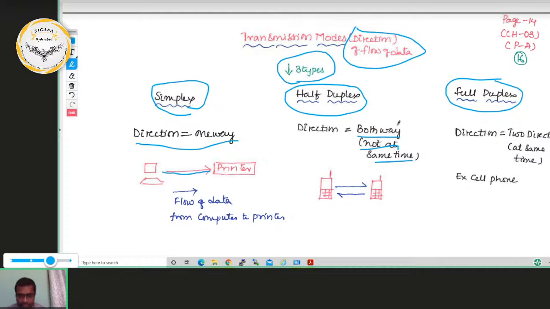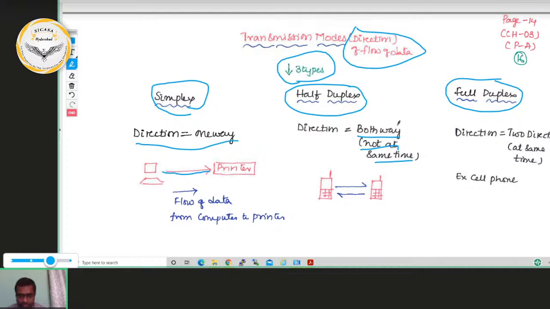Now the next topic is digital data transmission. So what do you mean by digital data transmission? Digital data transmission is nothing but how do we transmit binary data in a telecommunication network? Now this particular transmission is further divided into two types.